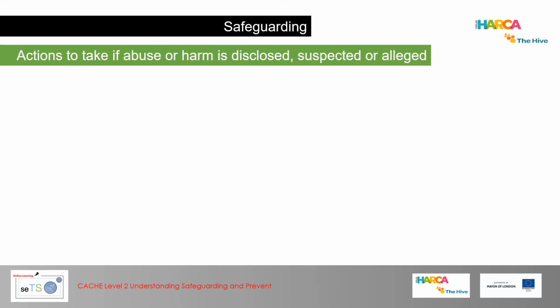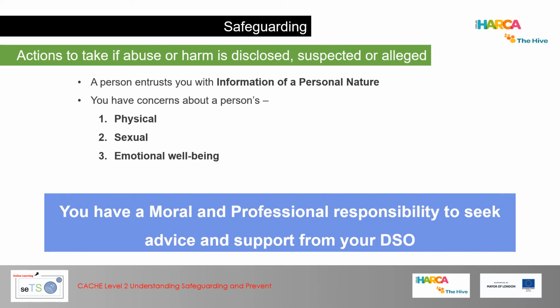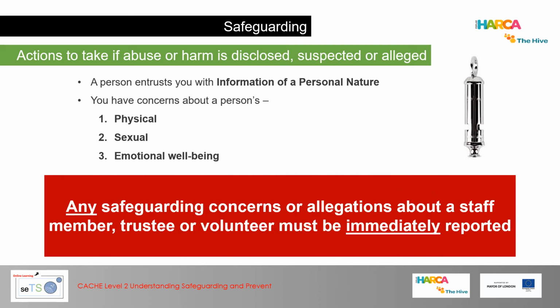Actions to take if abuse or harm is disclosed, suspected or alleged. A person entrusts you with information of a personal nature, and you have concerns about a person's physical, sexual, emotional well-being. You have a moral and professional responsibility to seek advice and support from your designated safeguarding officer. Any safeguarding concerns or allegations about a staff member, trustee or volunteer must be immediately reported.